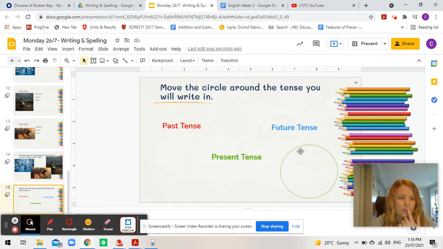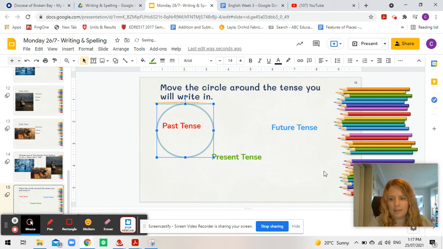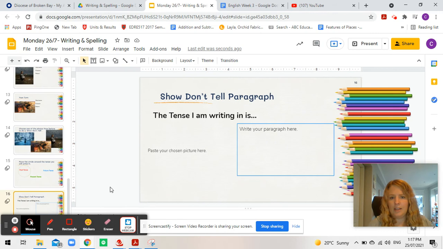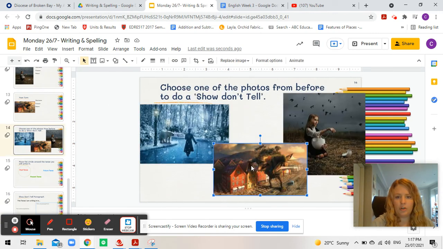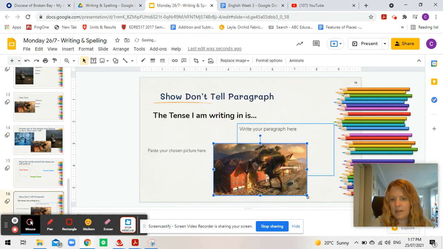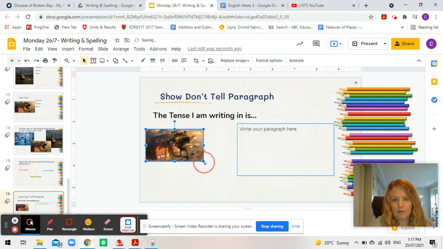So I'm going to do the giant, and I'm going to write in past tense. So I'm going to put my circle around the past tense. Then on your last part here, I've got to go back up to my giant picture. I'm going to copy and I'm going to put my picture here and I'm going to go paste. Now it's a bit big, so I'm just going to make it a little bit smaller. There we go.